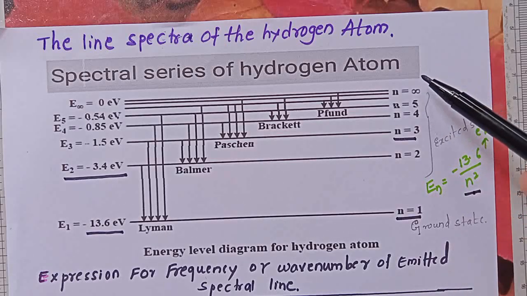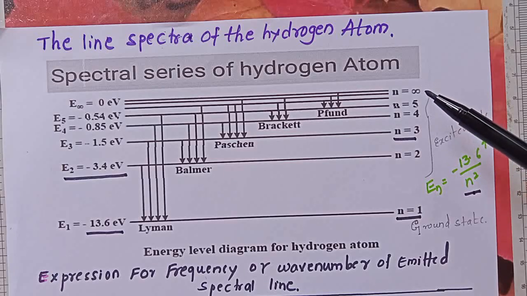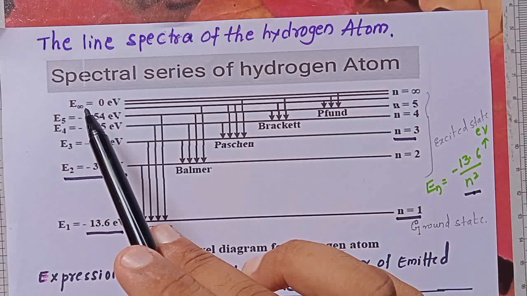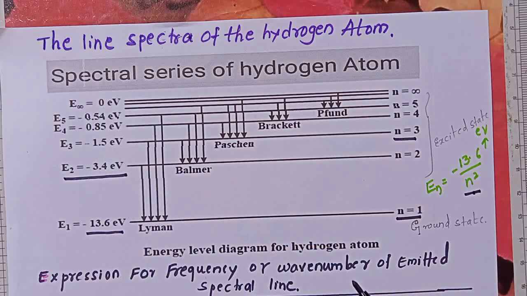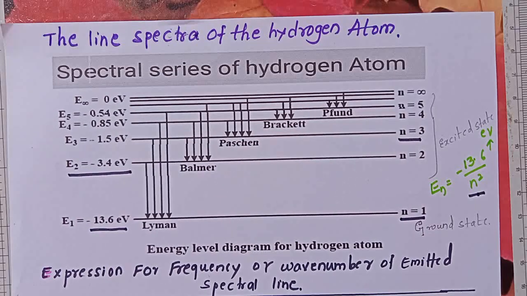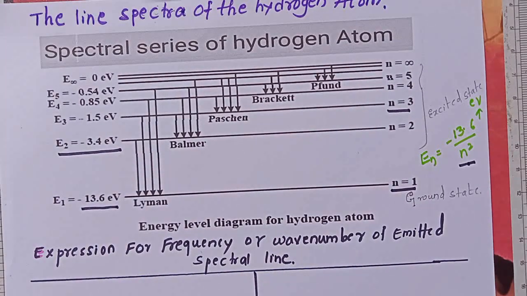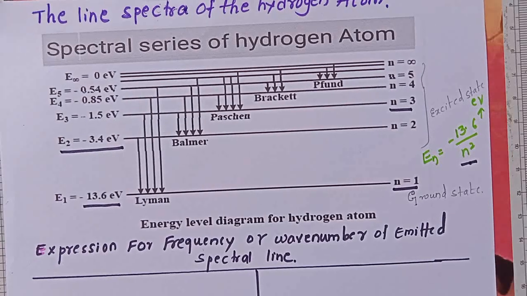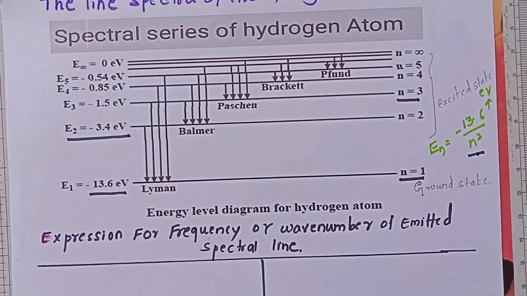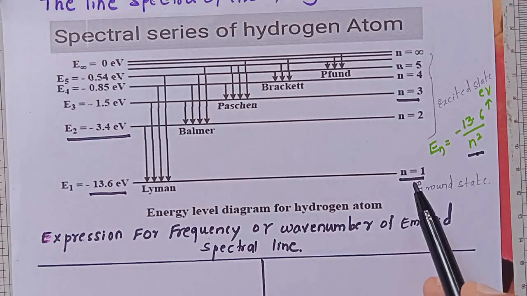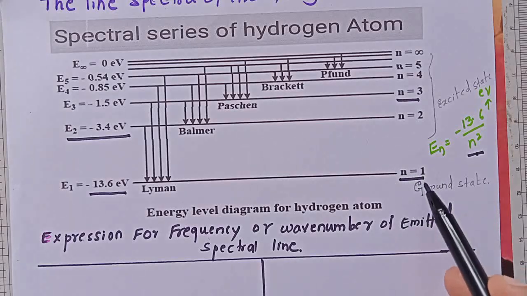and for n is equal to infinity, the energy becomes 0, and hence the electron is no more bound to the atom. It becomes free. The ionization of the electron takes place, right? Now the next point we have to discuss here is the expression for the frequency or wave number of the emitted spectral line, right? So this n is equal to 1 state is called what?